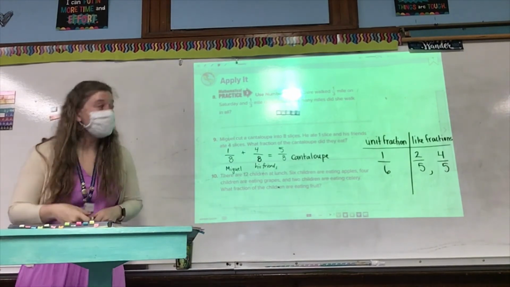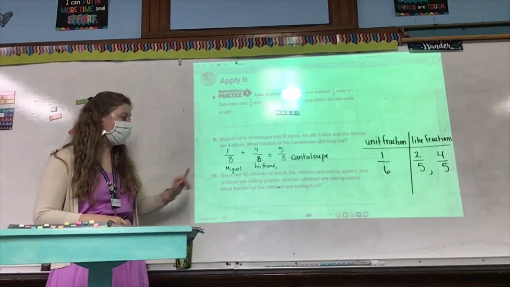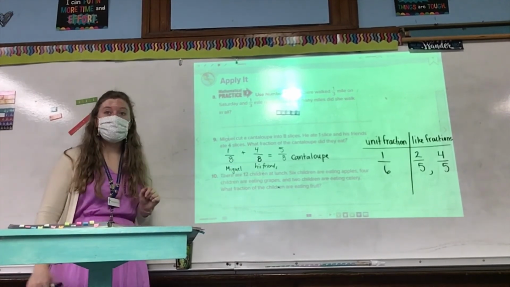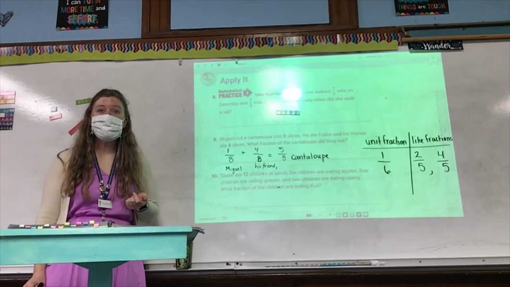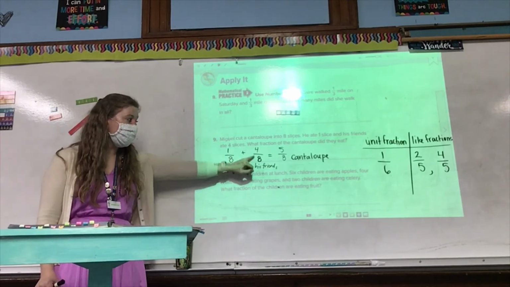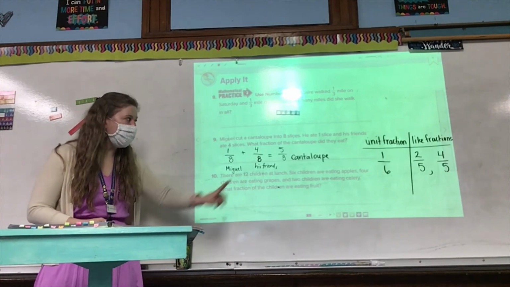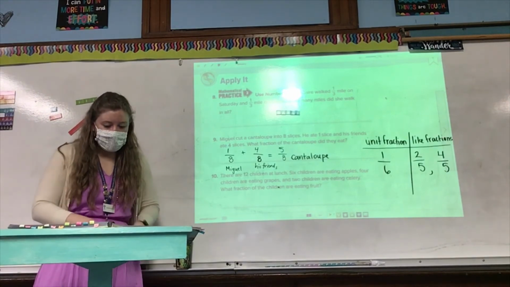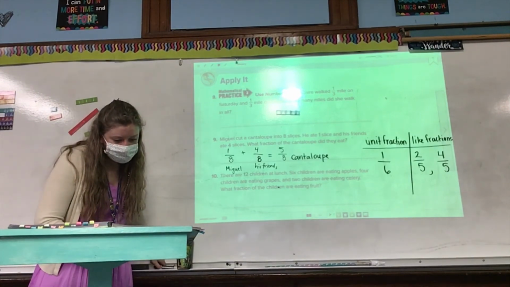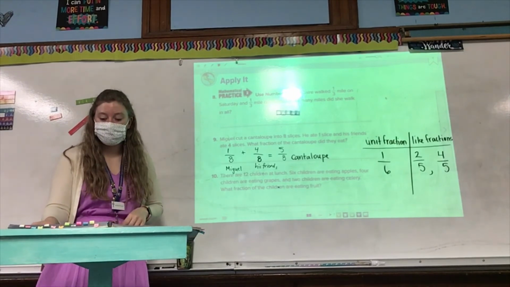Okay, so that's what you're doing for numbers 8 and 10. You're figuring out what the denominator is. I know it's going to be the same for all the addends because we're adding like fractions. And then, what is the numerator? Figure out what each amount is telling you. Then number 11 is critical thinking with numbers. Number 12 is critical thinking with words.